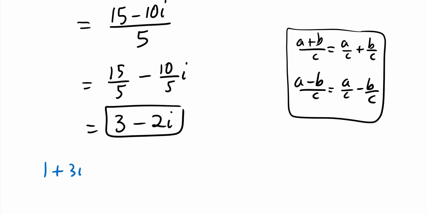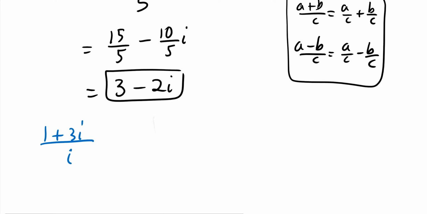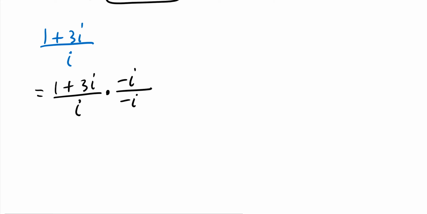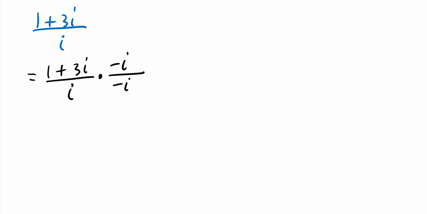Another one, what about if they just put i down there? Do not split it in this case. If you split it, you still have i in there. So to rationalize this, we need to multiply top and bottom by the conjugate, which is negative i. Negative i. If you multiply only by i, some students ask that, that's totally fine too, because the negatives cancel at the end, so we don't need that.